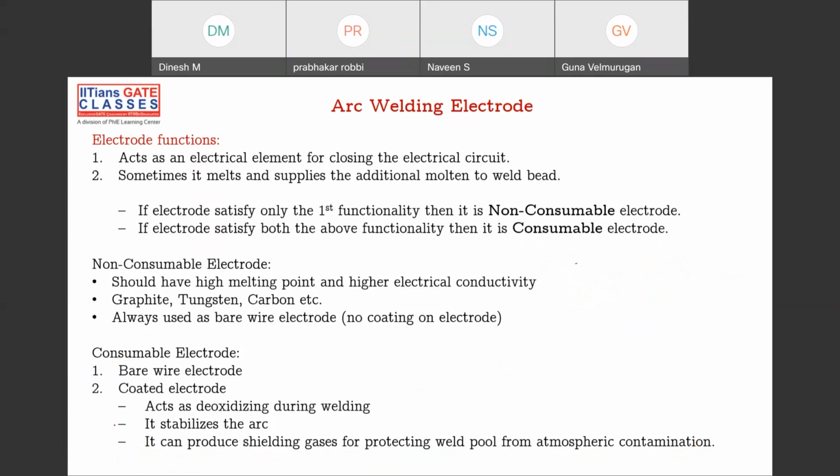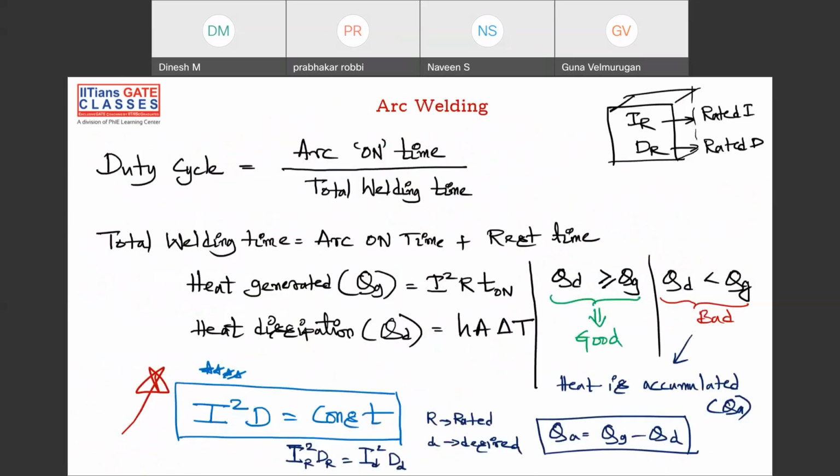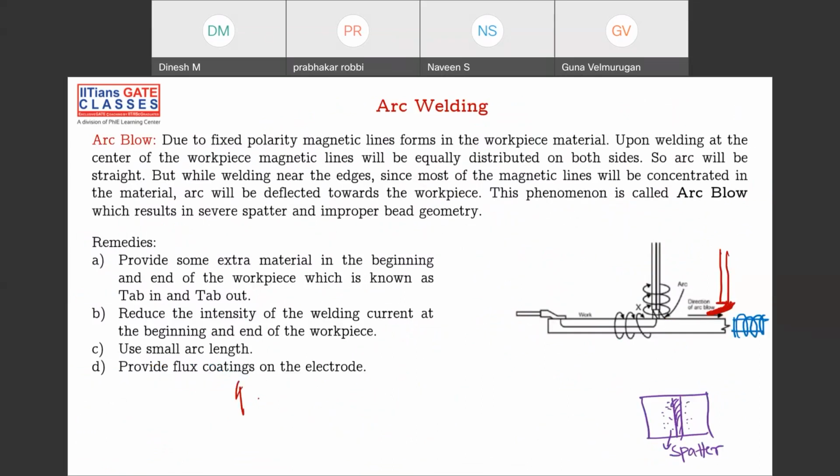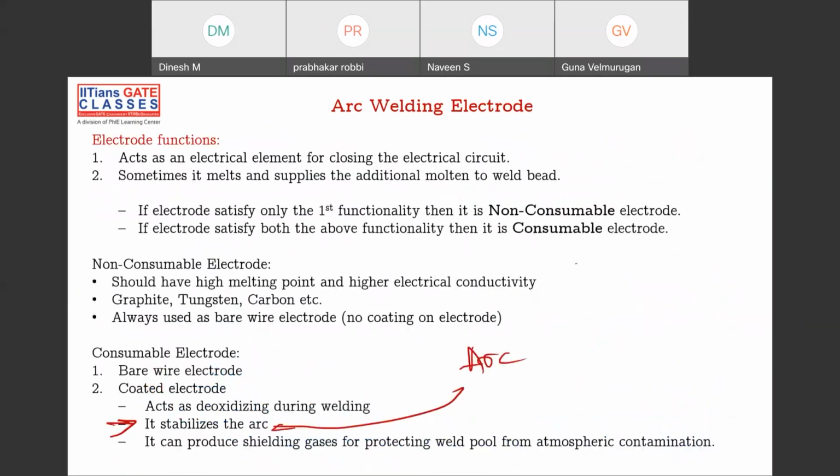Also, if you do the coating, it stabilizes the arc. What is an unstable arc because of? Arc flow, right? We have seen that, and the remedy was the same thing: provide some flux or some coating on it. So these are the things that you have to know about the electrode.